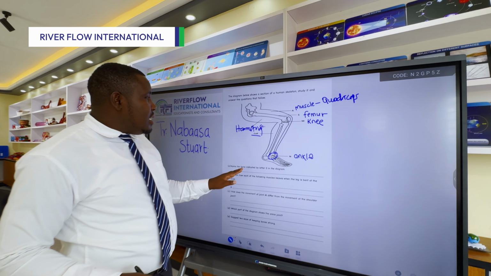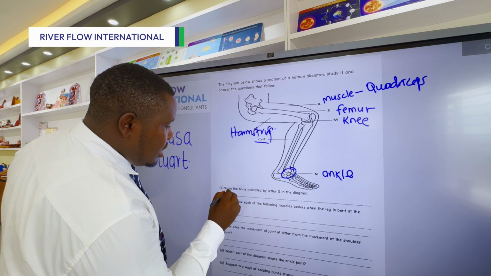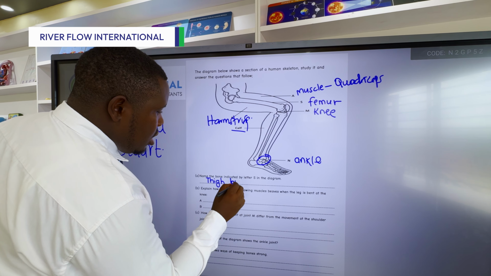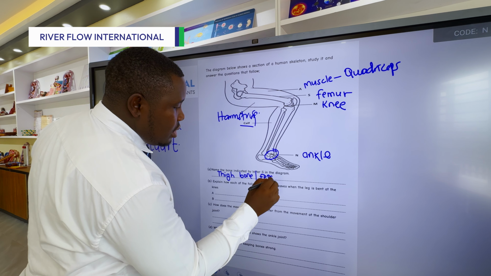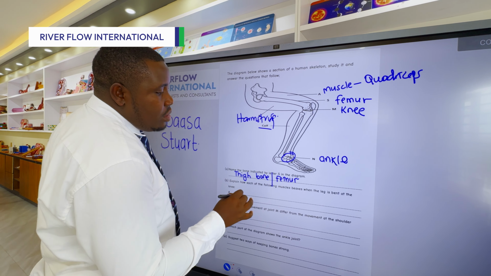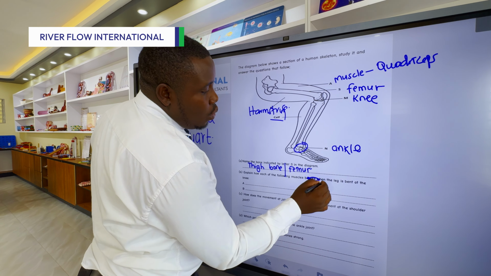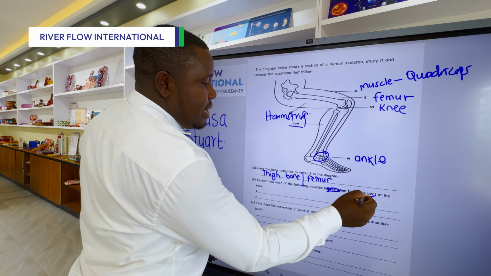Name the bone indicated by the letter S. Now that one we all know. It is the thigh bone, but its specific name is femur. Then we are asked to explain how each of the following muscles behaves when the leg is bent at the knee.